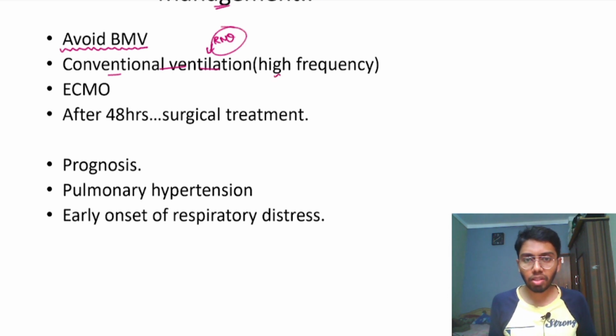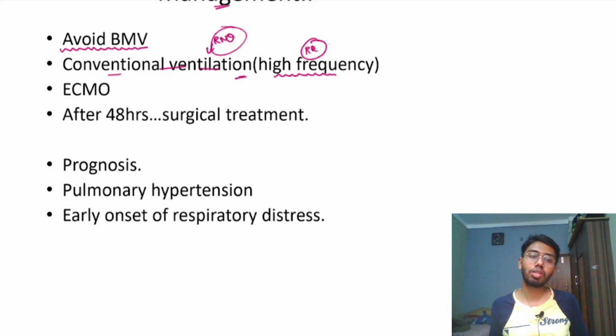And at the intubation level, we will have to set up a high frequency rate. Respiratory rate has to be on the higher side. Fine. If the baby is not even settled with intubation, you can go with extracorporeal membrane oxygenation also. Only after 48 hours will you go with surgical treatment.